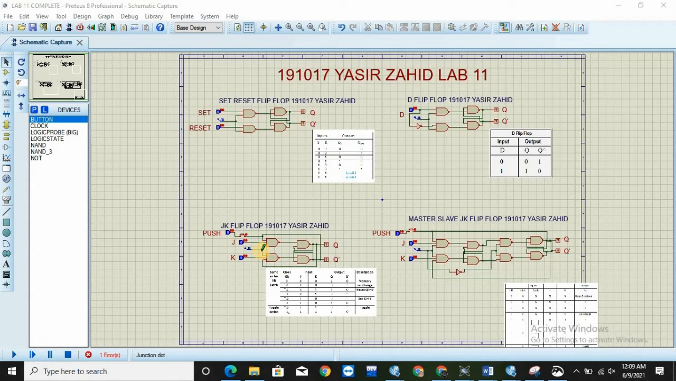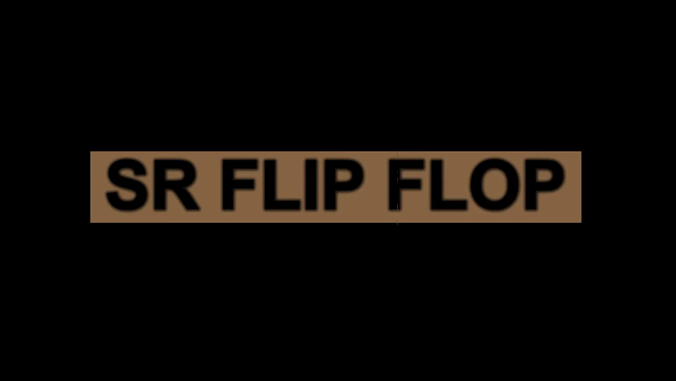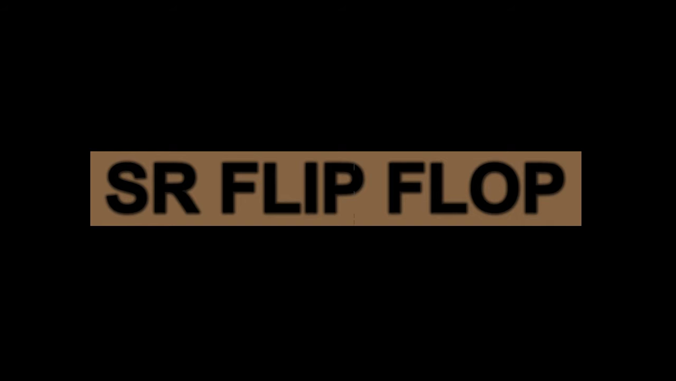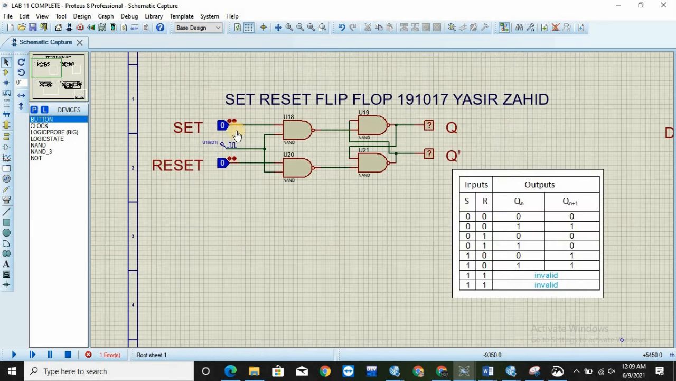In lab number 11 we will be discussing 4 types of flip-flop: our SR (set reset) flip-flop, D flip-flop, JK flip-flop and master slave flip-flop. Coming to our first type of flip-flop, which is set reset flip-flop. Here whatever I give at set and reset will be stored here, independent of whether I change my inputs to 0 0.